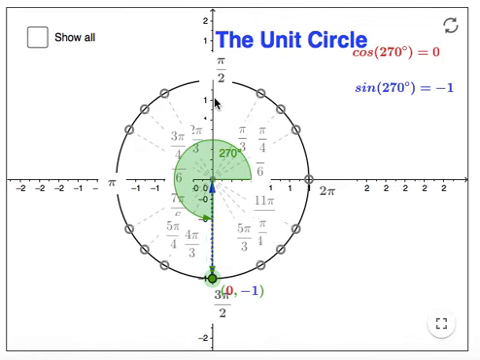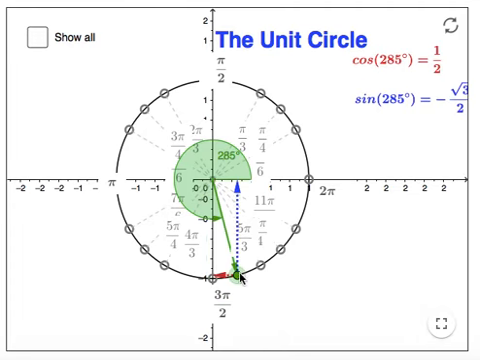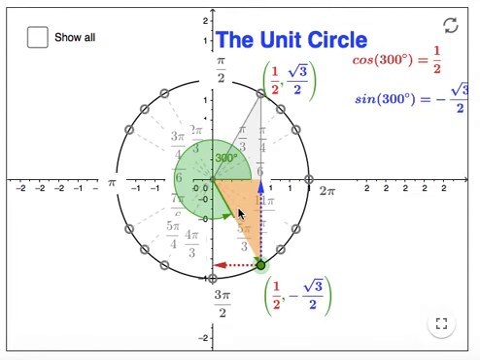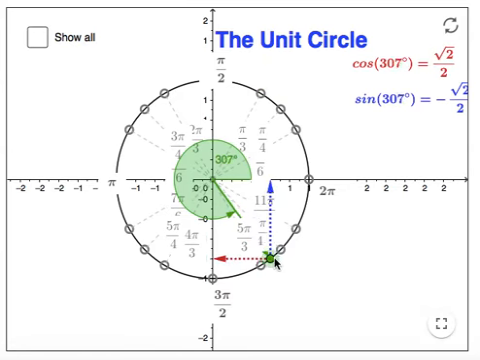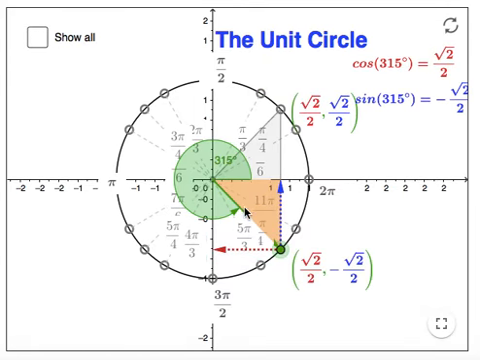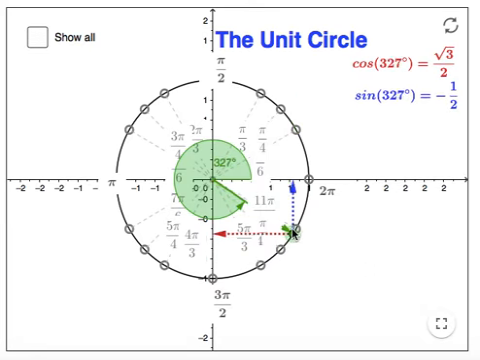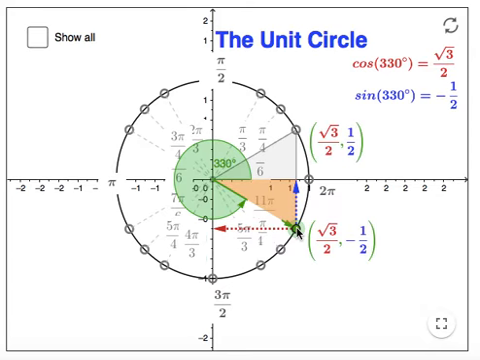At 270 degrees, the positioning is 0, negative 1. This is going to be 300 degrees, so it's related to the 30-60 triangle. Here we have 45 degrees; it's 315 degrees, related to the 45-degree triangle. And this is our 30-60 triangle again.